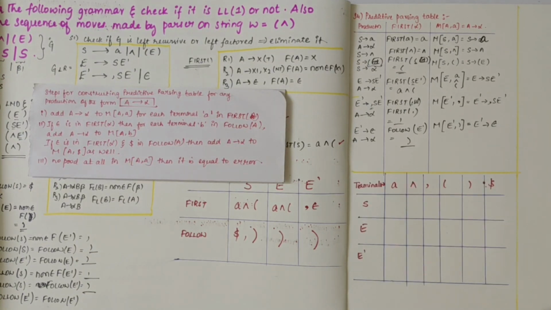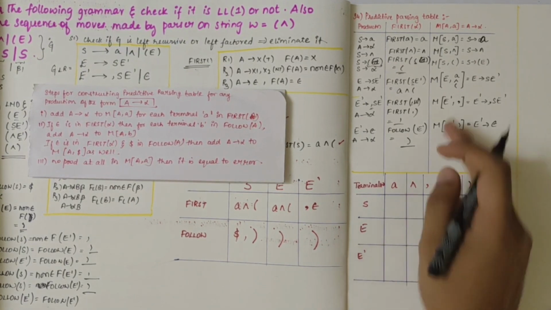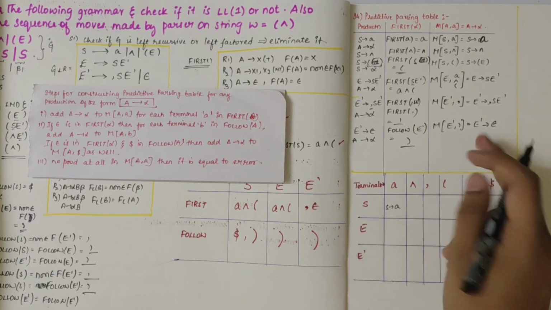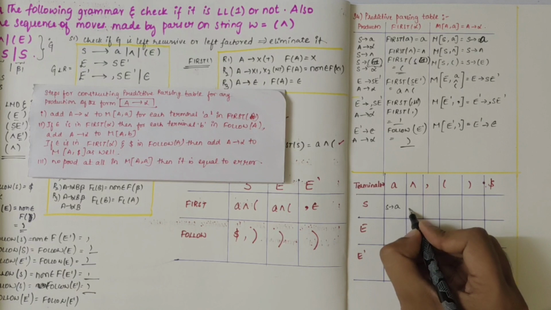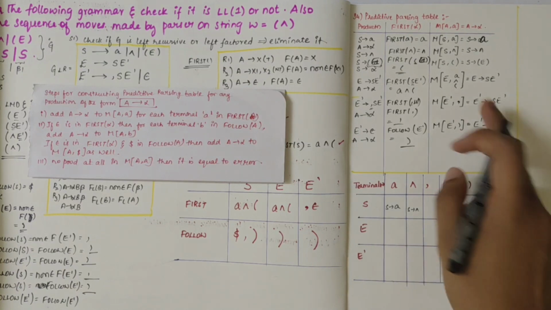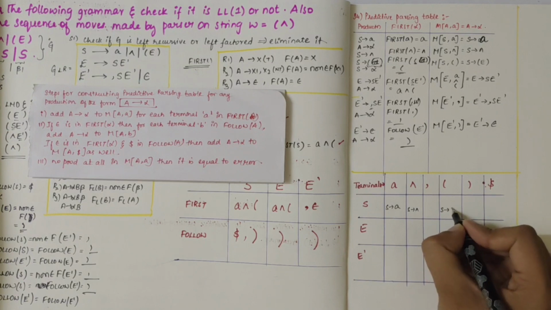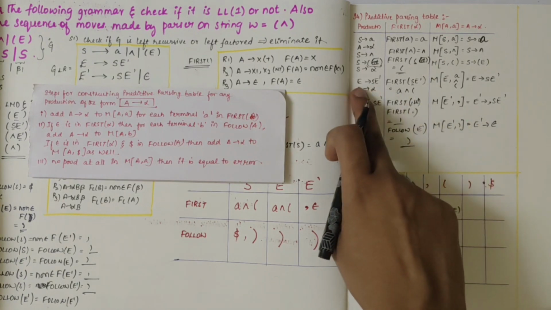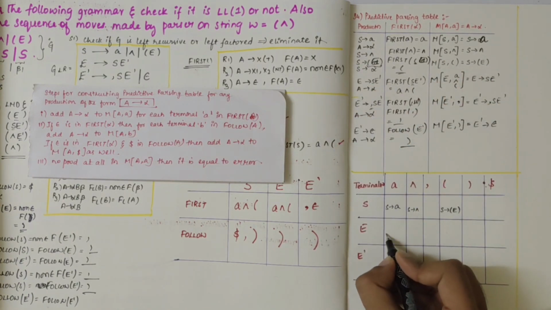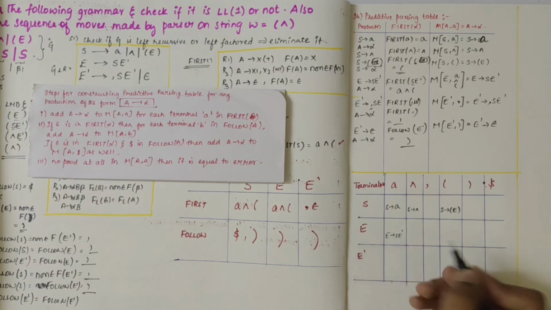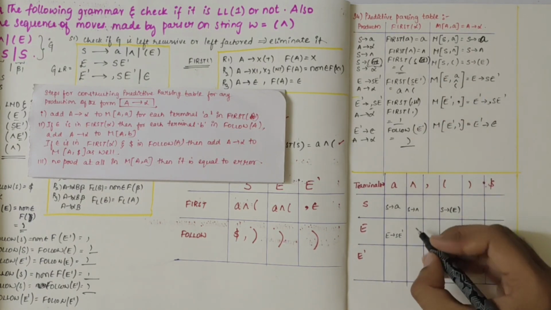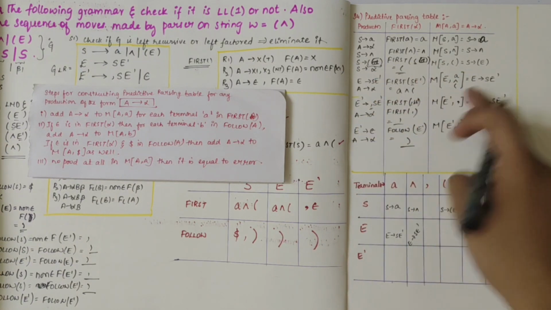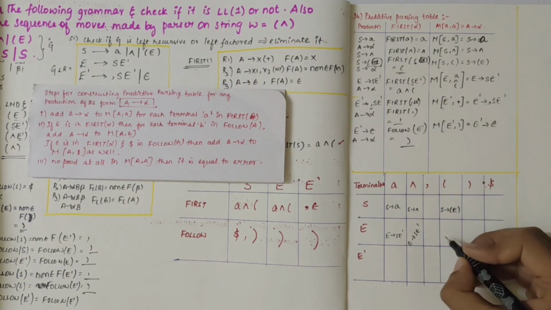Now let me start filling the values here. That is S on A. S on E gives S derives C. So let me fill it here. So S on exponential operator gives S derives exponential operator, and S on open parenthesis gives S derives parenthesized E. So next, coming to E, E on A gives E derives SE', then E on exponential also gives E derives SE', and E on open bracket also gives E derives SE'.